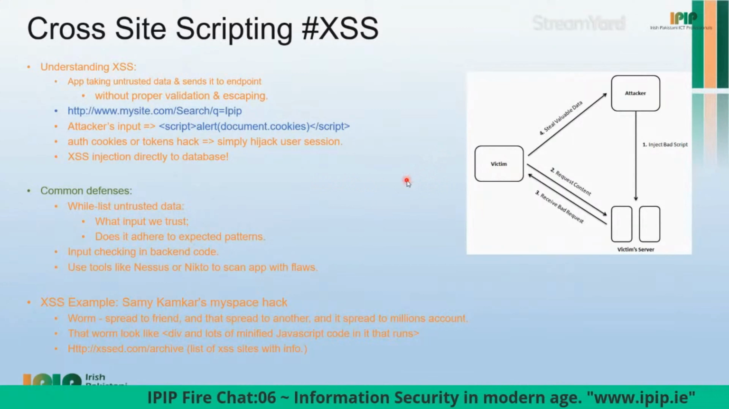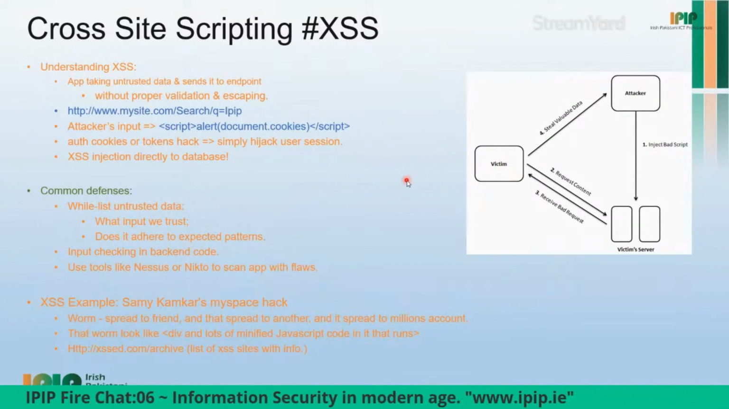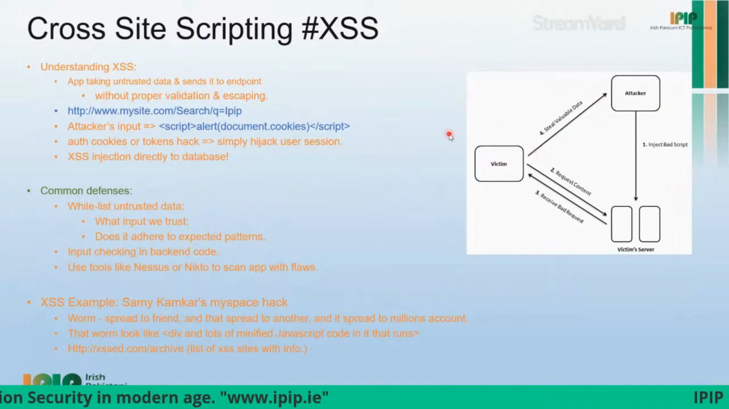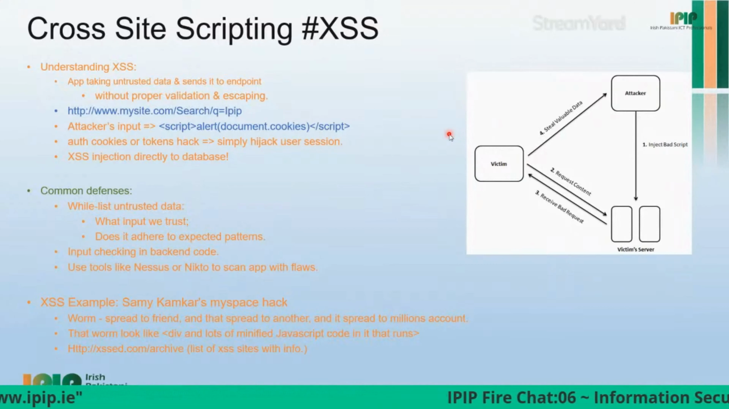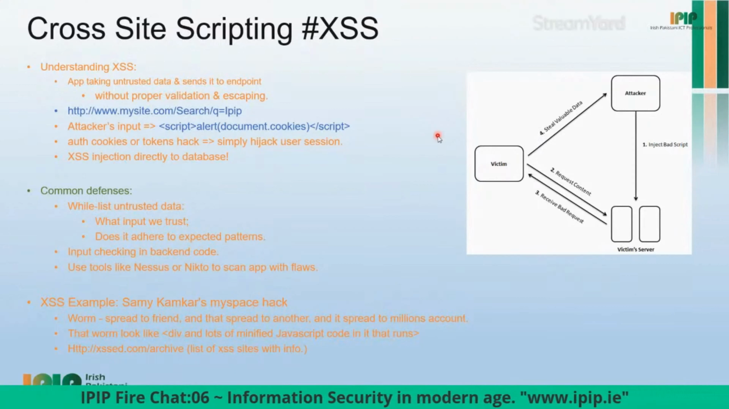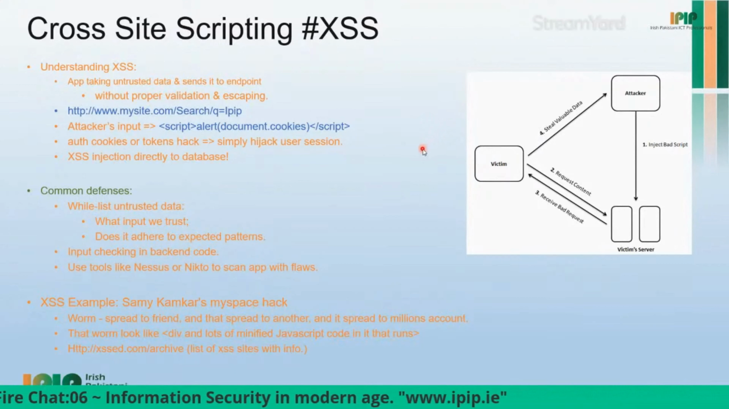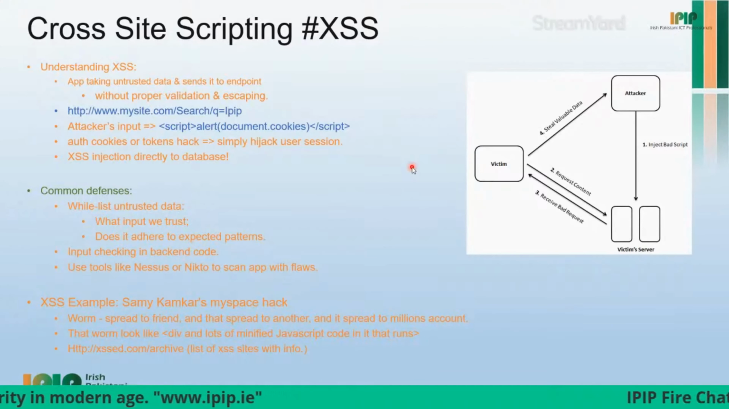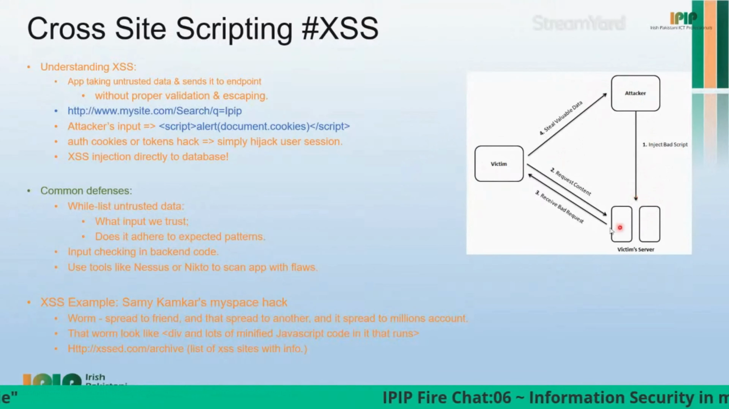Cross-site scripting accounts for roughly 80% of all security vulnerabilities documented by Symantec. It occurs when an app takes untrusted data and sends it to an endpoint without proper validation and escaping. So XSS allows an attacker to execute script in the victim's browser. The attacker is injecting a bad script here and getting back valuable data.